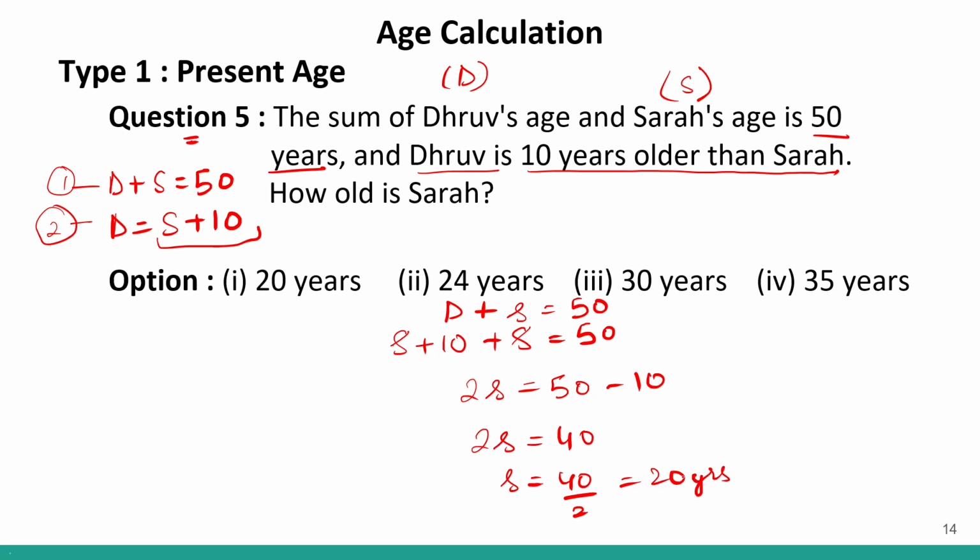Okay, this is the value of S. And we have to find out the present age of Sarah. So the present age of Sarah is 20 years. So the answer will be option number 1, 20. Clear? So these were the questions on present age.